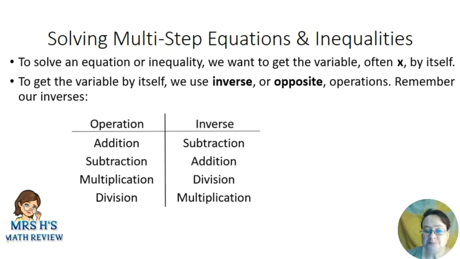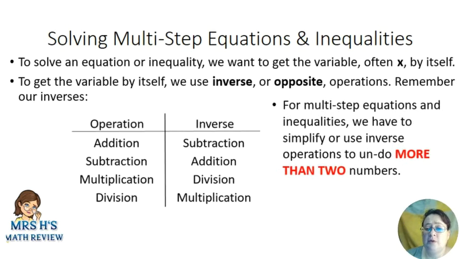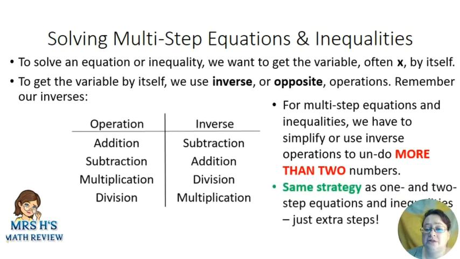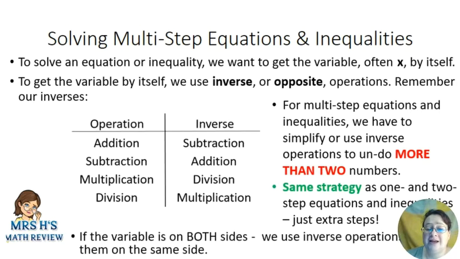For multi-step equations or inequalities, we have to simplify or use inverse operations to undo more than two numbers. We still use the same strategy, it's just a few extra steps. Now, if you have variables on both sides, we use inverse operations to get them on the same side. Let's look at one.